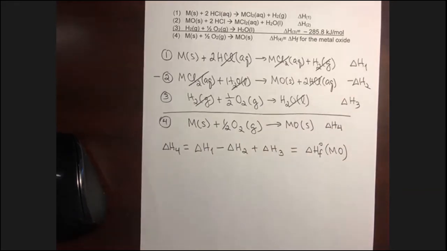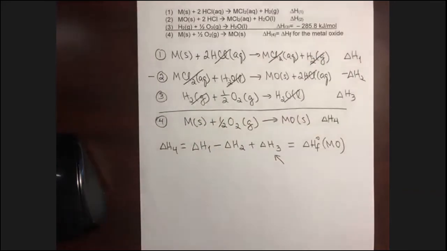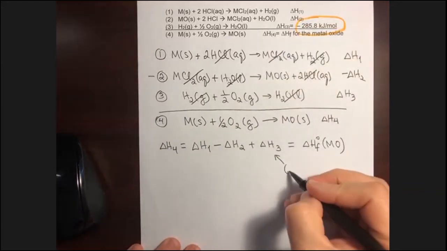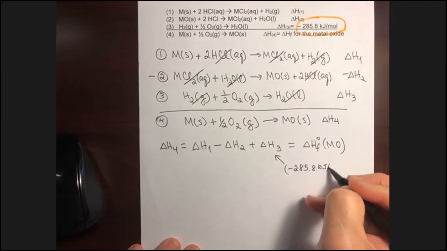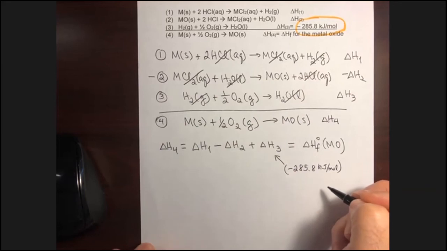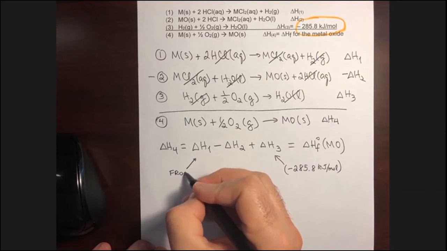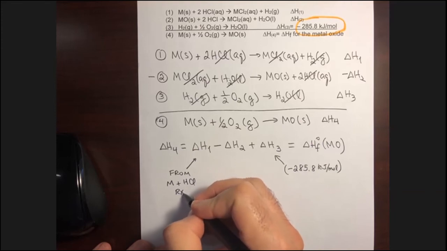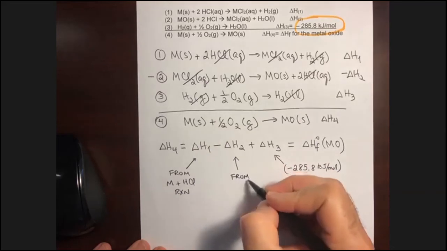Now let's remember where these came from. Delta H3 we said is a given, right? We said that up here. That is a value that's been given to us. So that's negative 285.8 kilojoules per mole. All right. Delta H1 we obtained from the reaction of the metal plus HCl. And delta H2, we got it from the reaction of the metal oxide plus HCl.